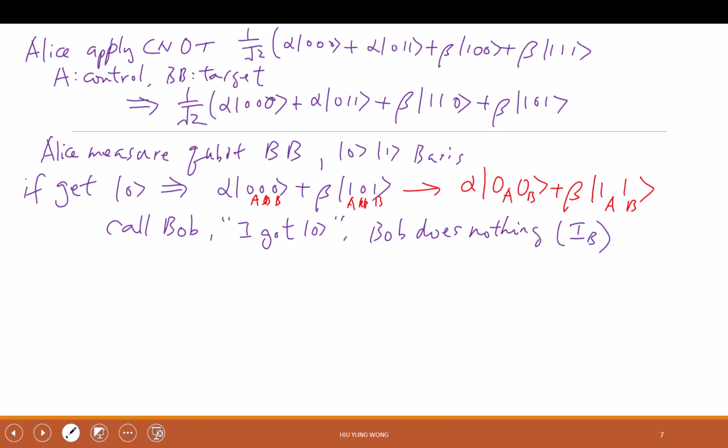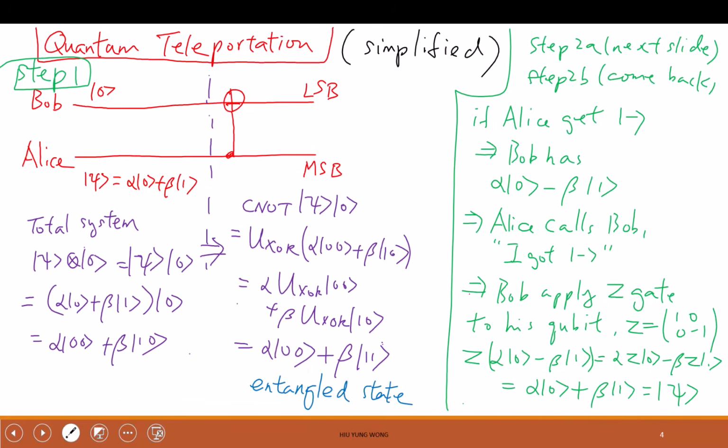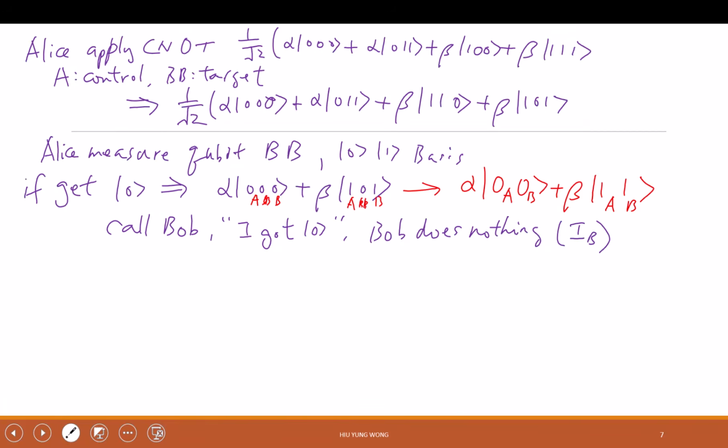So what happened again? Bob originally has 2 entangled electrons on Mars, and then he sent 1 electron to Alex. Alex did the control NOT gate and measurement, and this time she got 0. Then she just called Bob and said, I got 0. Oh, great. Then our 2 qubits are already entangled in this state. So we can continue to step 2 for teleportation.